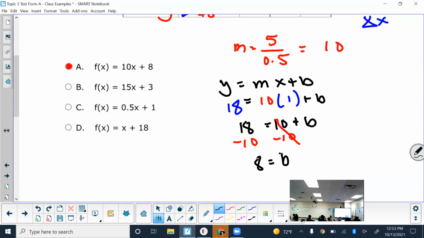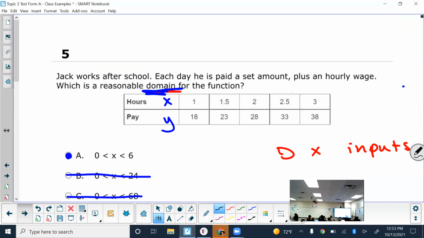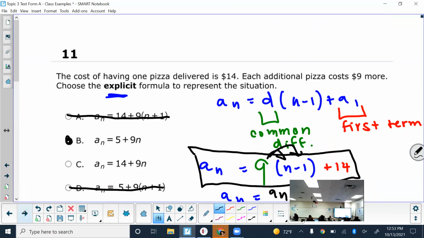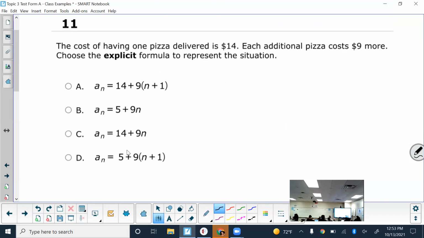All right, Marcus, you had your hand up earlier. Oh, yeah. What number? 11. All right, so number 11.